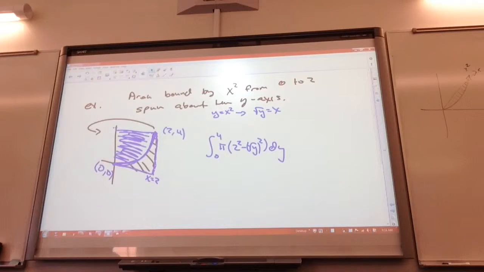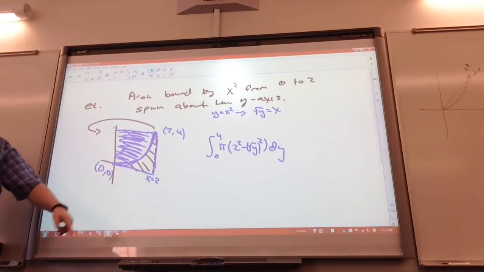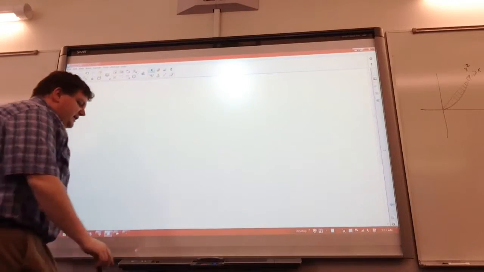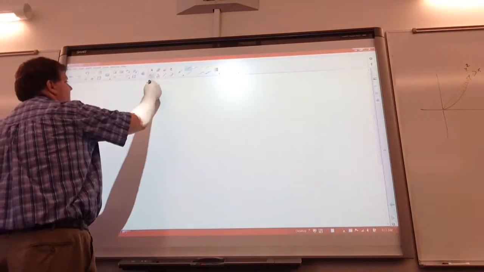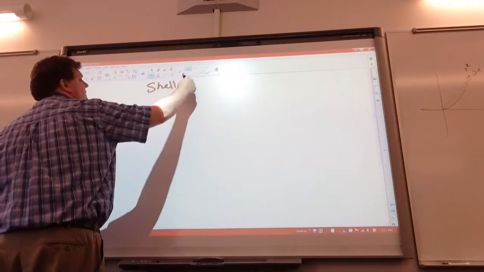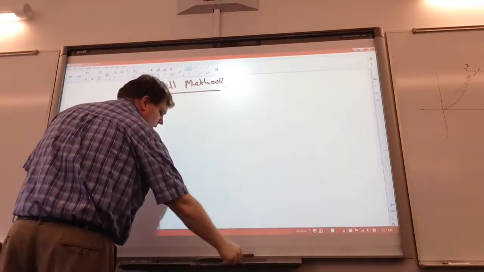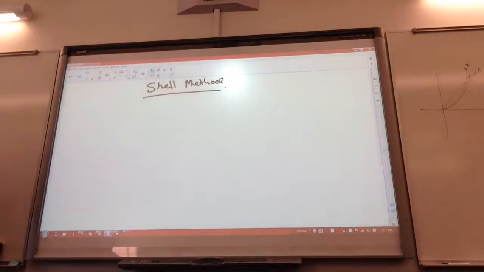There's an easier way to do this. If we're doing a revolution about y with an area like this in the black, the better way to do this is using a completely different method altogether called the shell method. The shell method is a different way of doing volumes, and it's one that specifically works for vertical systems, like this one.